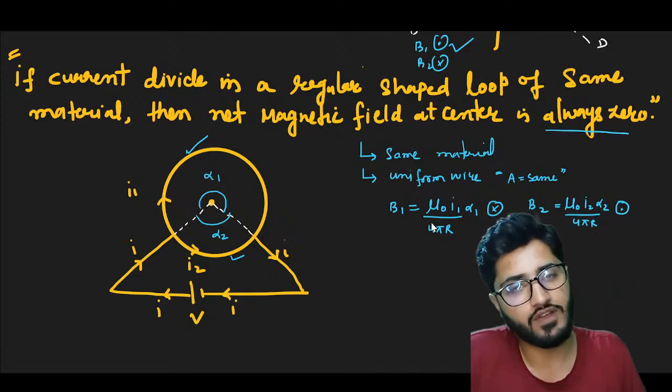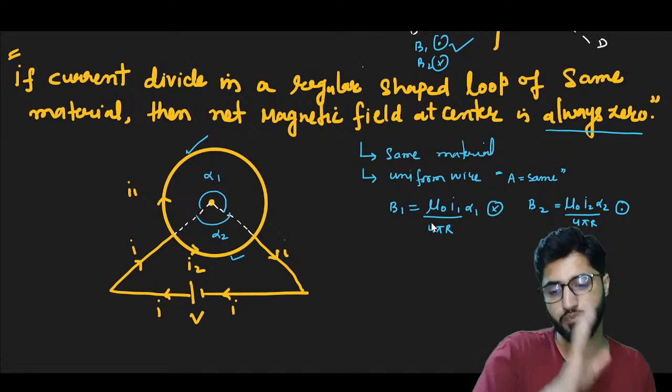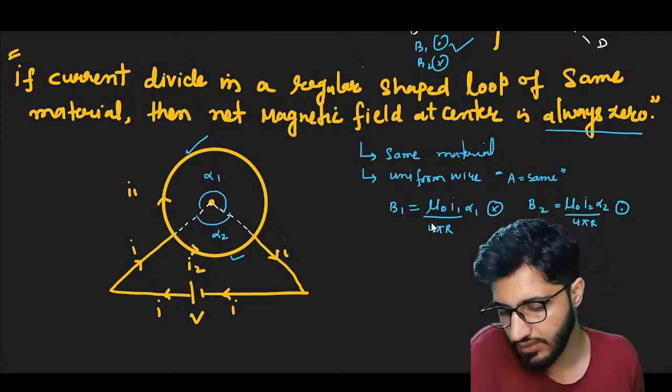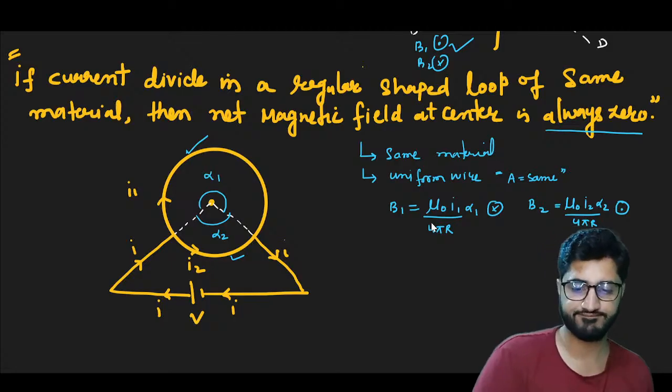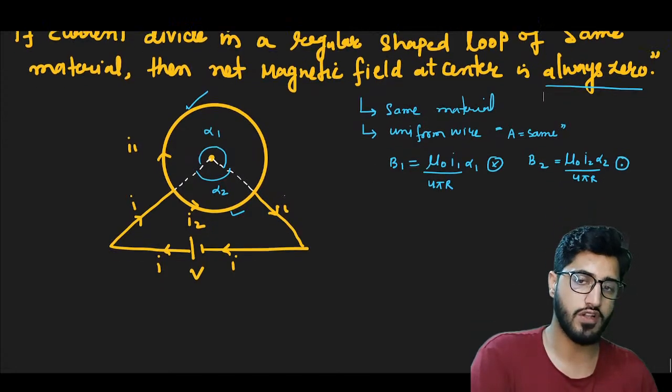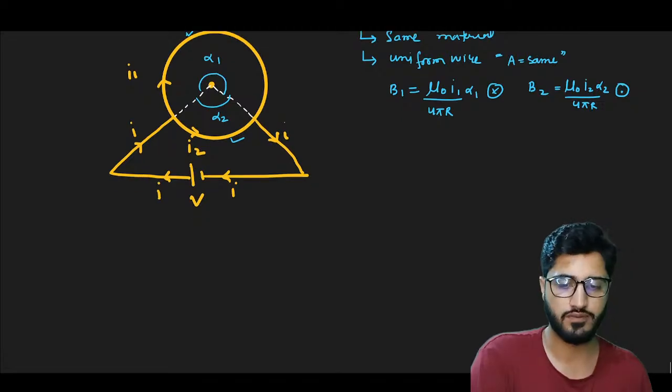And it is always 0. Zero means B1 should be equal to B2. B1 should be equal to B2. Now, what is the meaning of all these things? Look now.